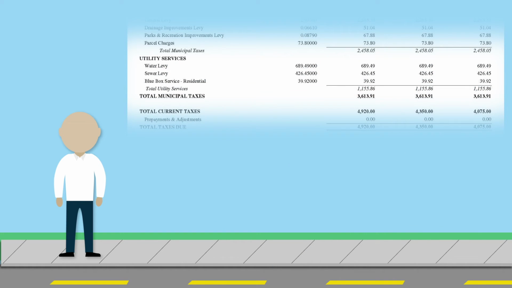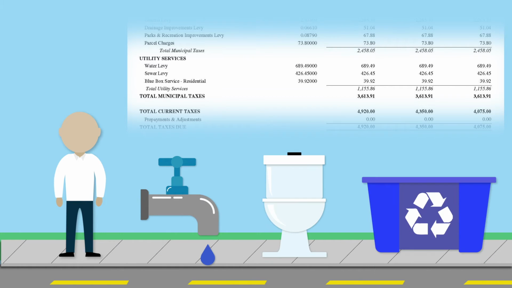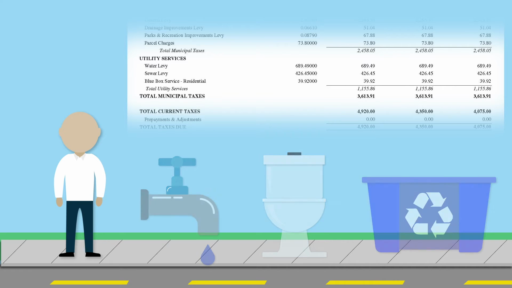Let's skip down to the section called Utility Services. These amounts cover the cost of delivering water, sewer, and recycling services to homeowners. For those citizens who have a well or are on septic field and don't have access to the network, you are not charged for these services.